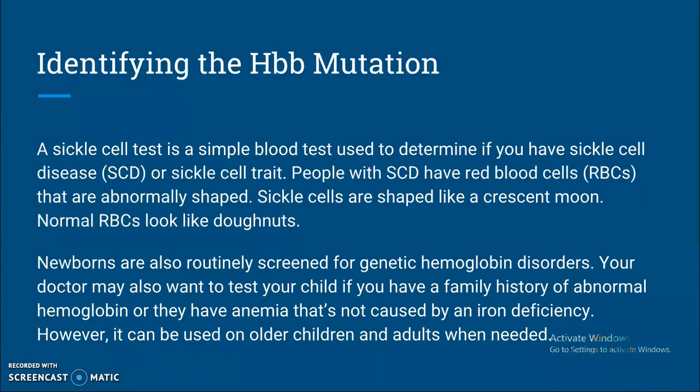Newborns are routinely screened for genetic hemoglobin disorders. The doctor may also want to test your child if you have a family history of abnormal blood disorders or if they have anemia that's not caused just by an iron deficiency. However, it can be tested in older adults and children if it's needed.